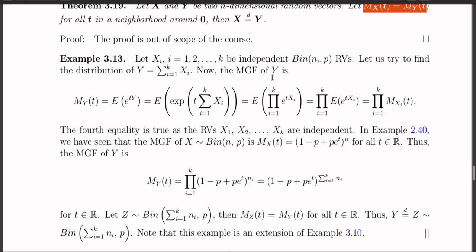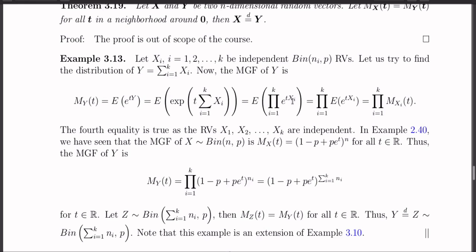Okay, let us try to prove this using theorem 3.19. So I try to find out first what is the moment generating function of y. Notice that in this case y is a random variable, so moment generating function of y at the point t, which is a scalar, is nothing but expectation of e to the power ty. Now I just plug in the definition of y, and then we know that e to the power summation is same as the product of e to the power. So using this, I can write that expectation of e to the power t summation xi is same as expectation of product of e to the power t xi.